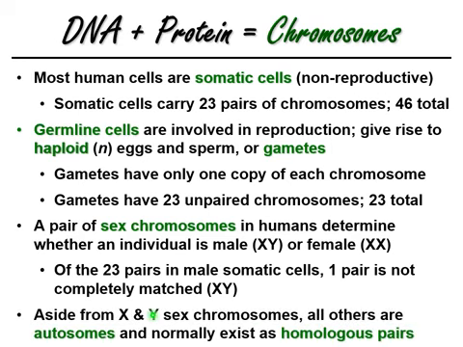So aside from the X and the Y sex chromosomes, all the other chromosomes, the numbered chromosomes, are autosomes, and they normally exist as homologous pairs.